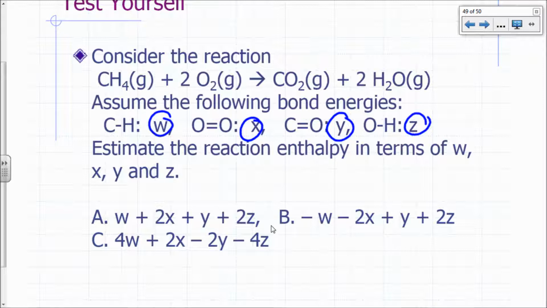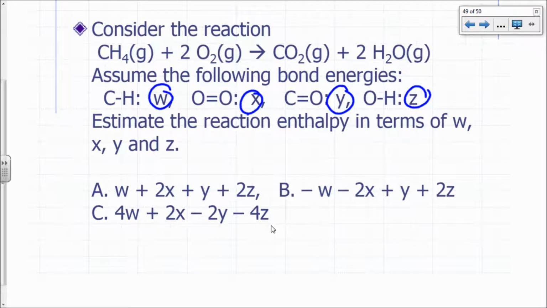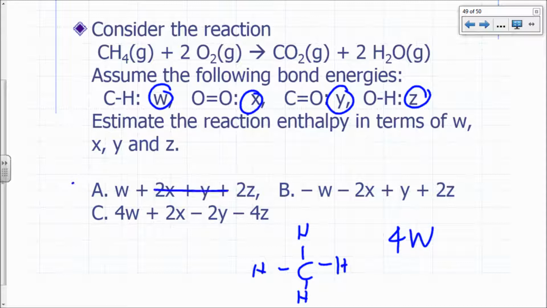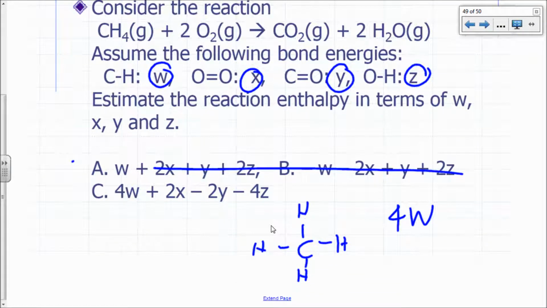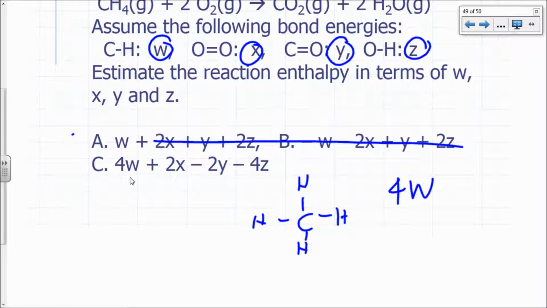Okay, so how many C-H bonds would you have to be breaking here? 4, right? Your methane is CH4. You have 4 C-H bonds. So your delta H will have to involve a term that says 4W, right? So you can eliminate choice A and B right away. But let's finish this up anyway. Let's verify that C is in fact correct.